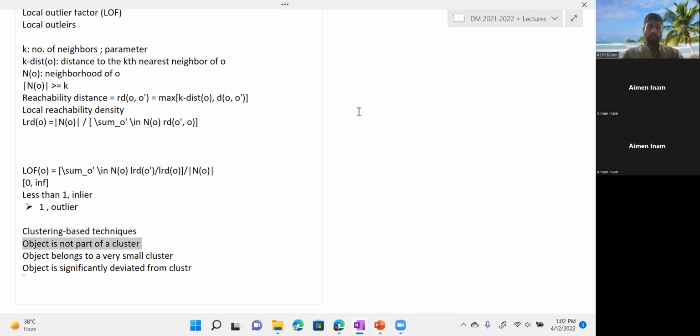By the way, this first option: which clustering algorithm could give you a point that is not part of a cluster? We did study one algorithm in particular, for example, the DBSCAN algorithm. In the DBSCAN algorithm, we defined three types of points: border point, core point, and outlier. Outlier was not part of a cluster.